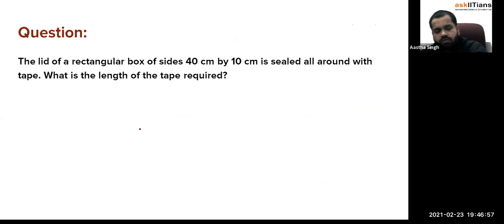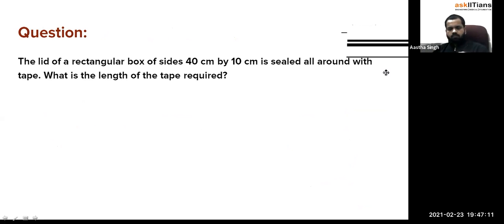So, guys, a question is there for you. Try to solve this question. The lid of a rectangular box of size 40 centimeter by 10 centimeter is sealed all around with tape. What is the length of the tape required? You need to calculate the length of the tape required.